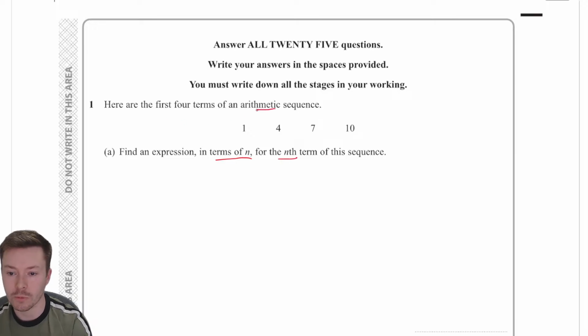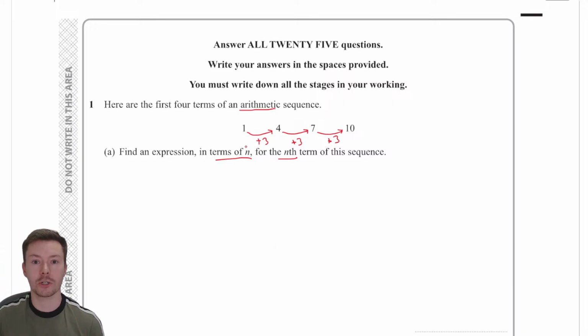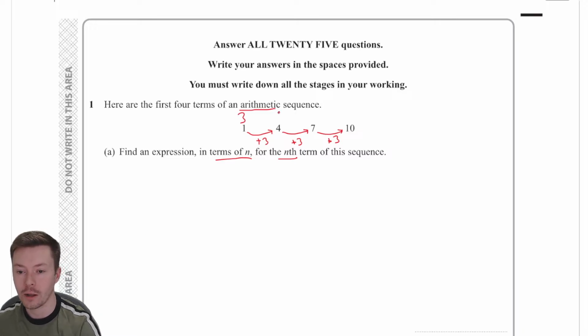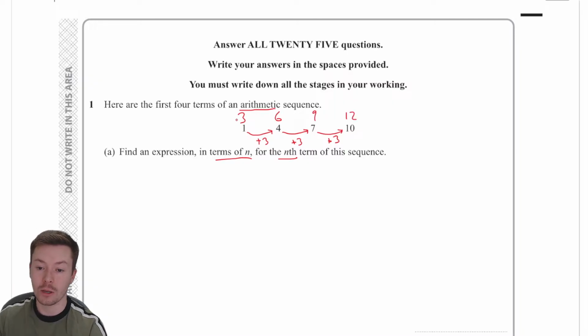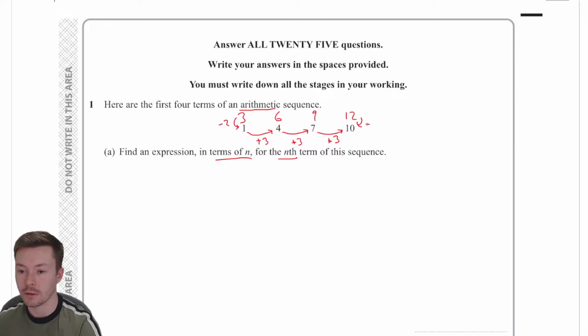Okay, it's arithmetic, which means it's going to go up or down by the same amount each time. Now, this is going from 1 to 4, so that is plus 3. 4 to 7, so that is plus 3 again. And then 7 to 10, which is plus 3 again. Now, a sequence which you will all know about that goes up in threes is the 3 times table. And that starts off with 3, and then 6, and then 9, and then 12. And this is very similar, apart from all the numbers are 2 less, as you can see.